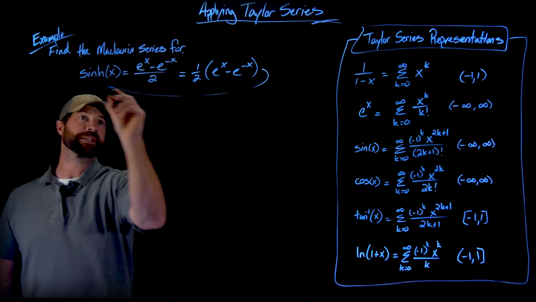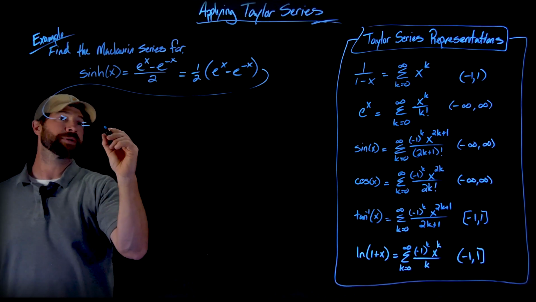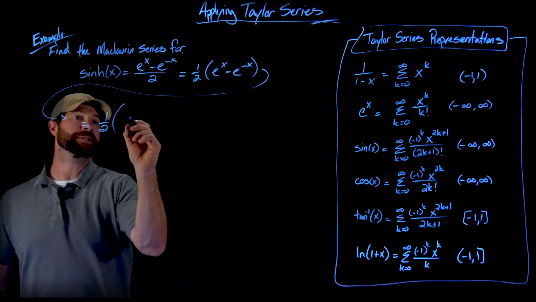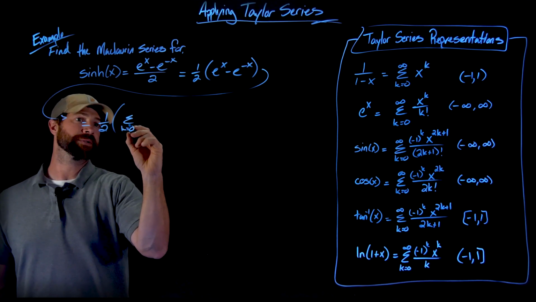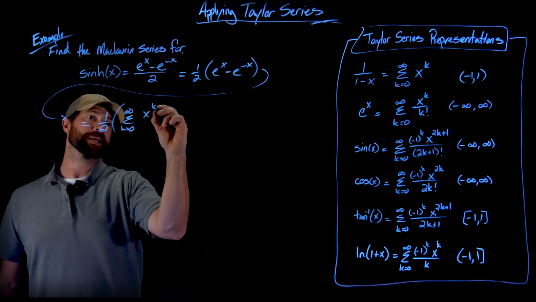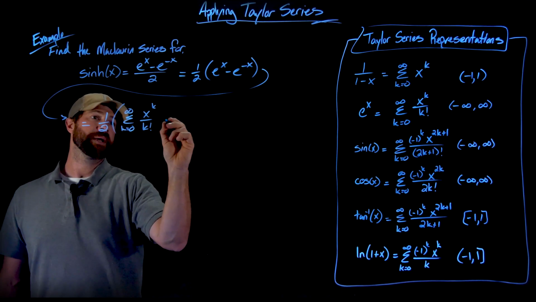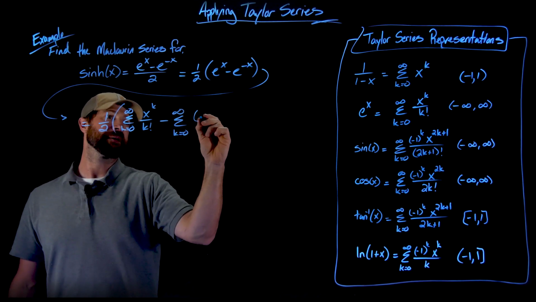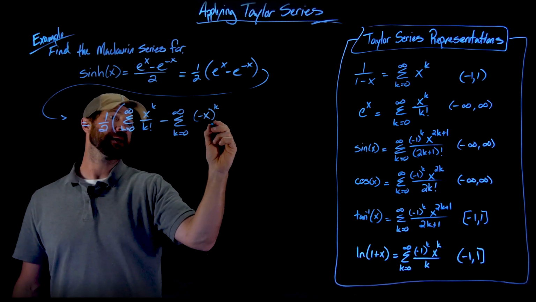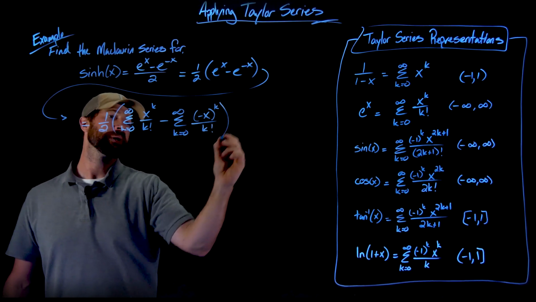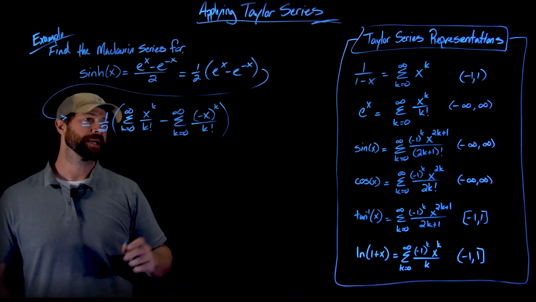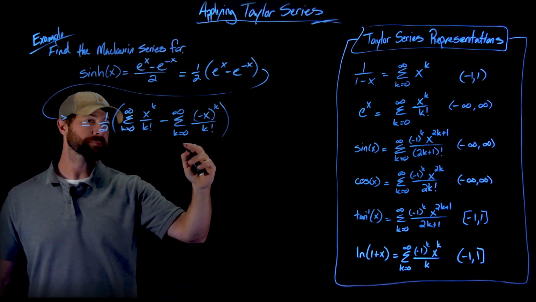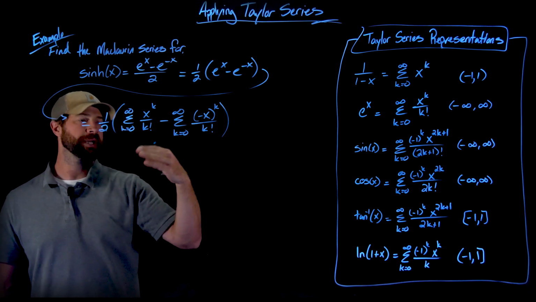So let's give ourselves some space here and come over here. If we do that, we have a 1/2, and then this Taylor series for e to the x is just the summation from k equals 0 to infinity of x to the k over k factorial. And then we're going to subtract the sum from k equals 0 to infinity of simply negative x to the k over k factorial. Since I don't want to rewrite this all again, I'm going to erase this and just separate the 1 to the k and the x to the k, so it's very clear to me there's this alternating going on.